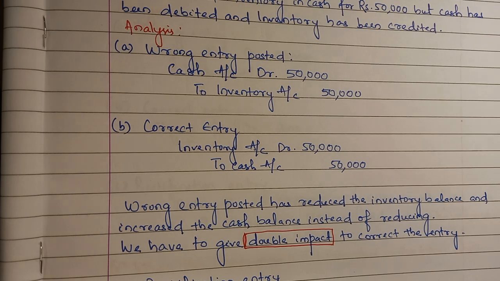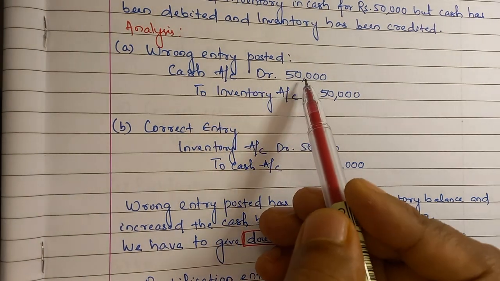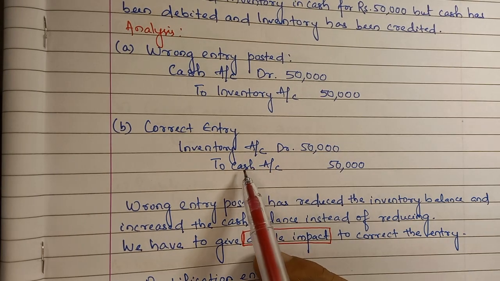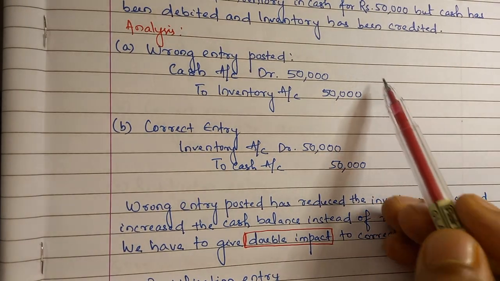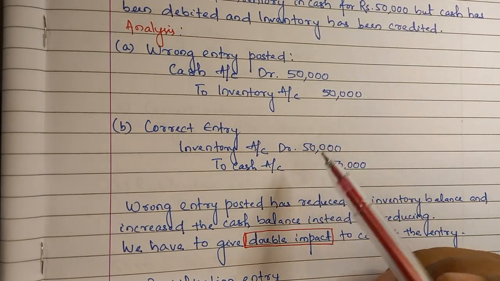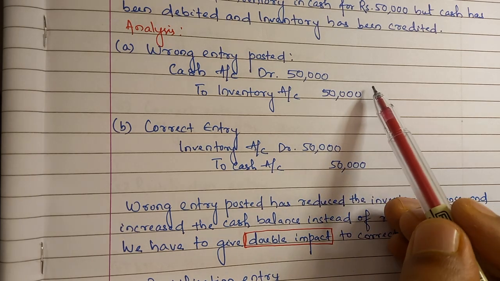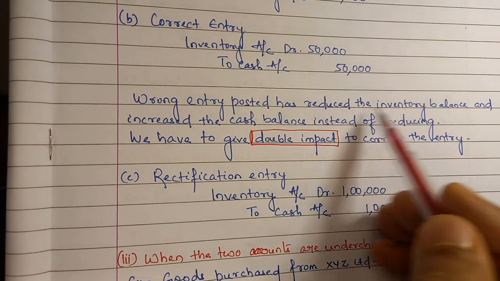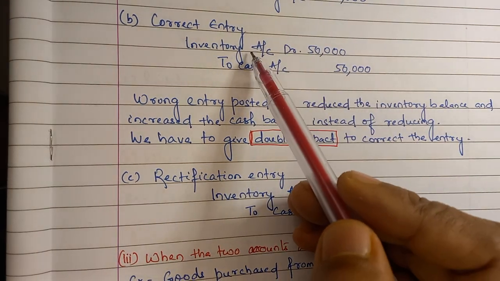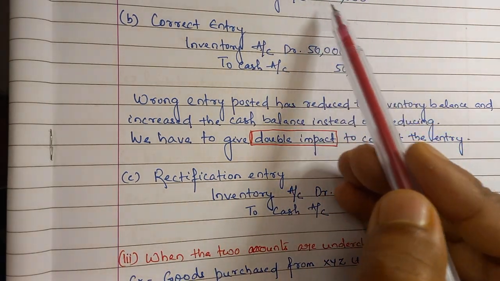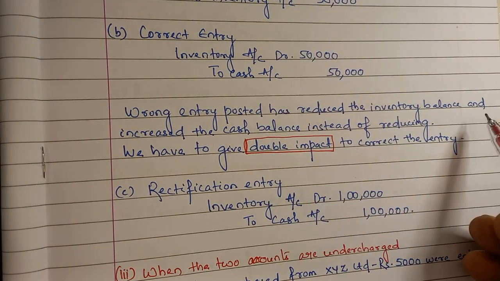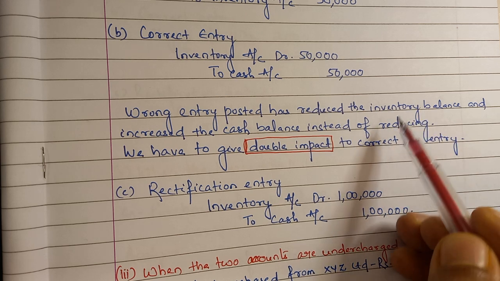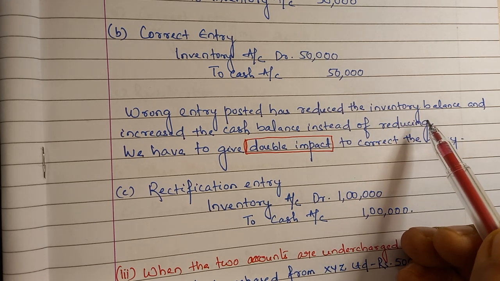The wrong entry posted is cash account debited 50,000 to inventory account, and the correct entry should be inventory account debited to cash. So what has actually happened? The wrong entry is posted oppositely, right? Instead of inventory to cash, the entry posted is cash to inventory. Now, the wrong entry posted has reduced the inventory balance, right? Instead of debiting inventory, we have reduced inventory, and increased the cash balance instead of reducing it.